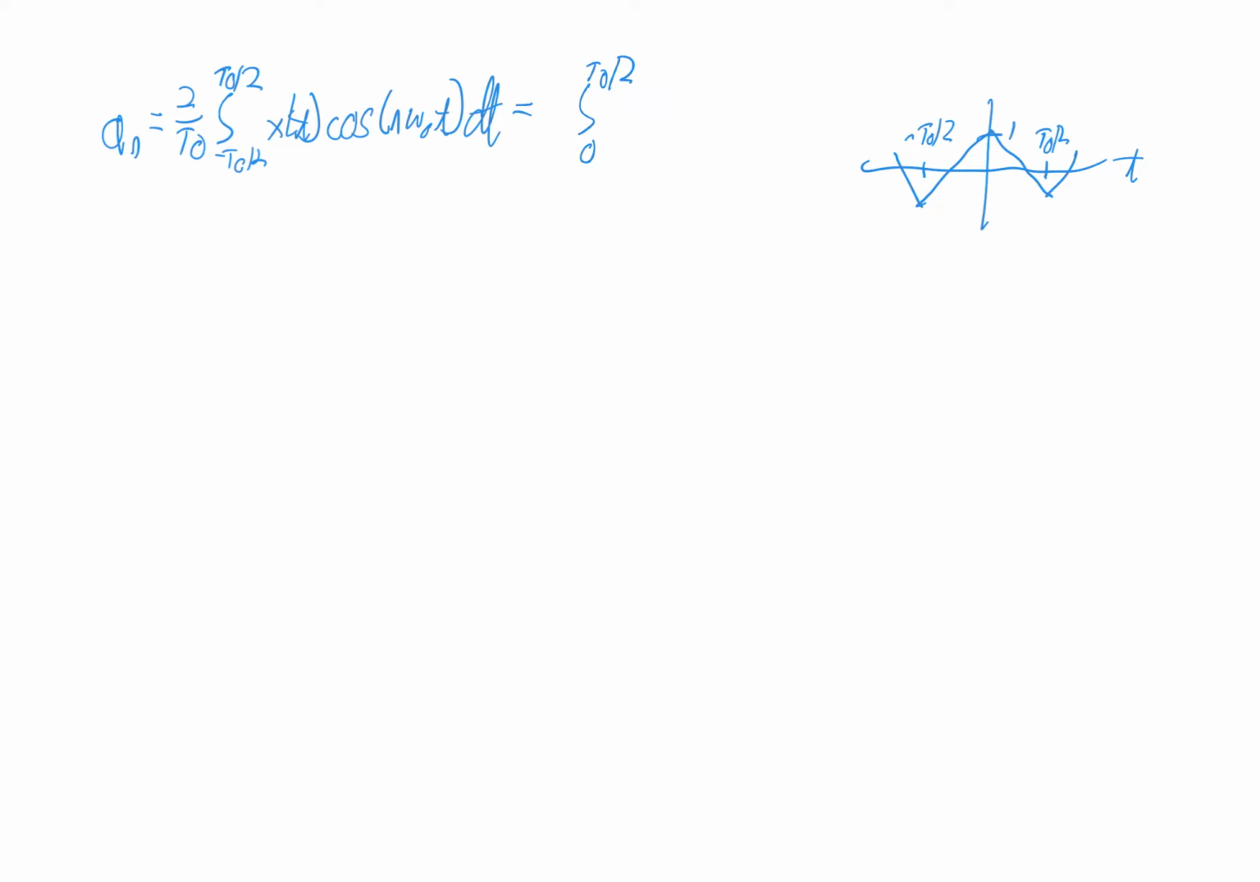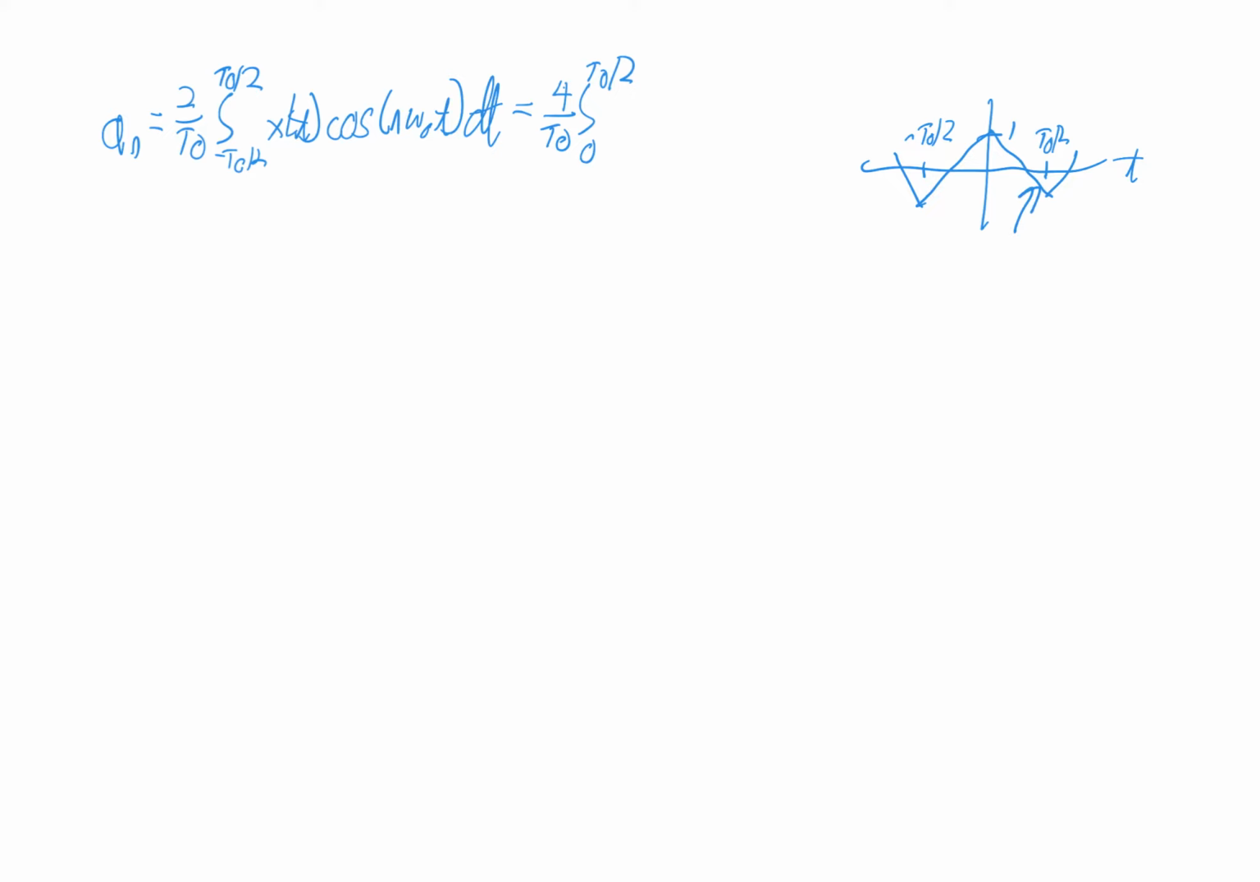So it's going to be twice that integral, and we had a 2 over T0 out front, so we'll have 4 over T0 here. And now we have x of t times cosine n omega naught t in the range 0 to T0 over 2.